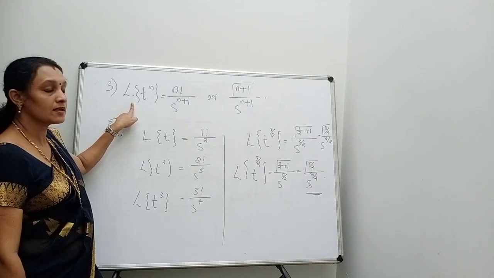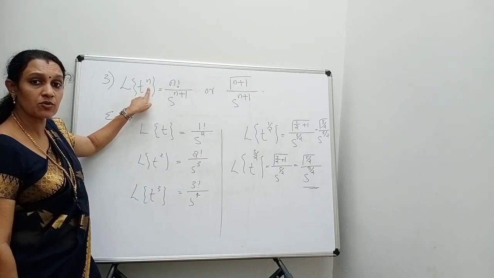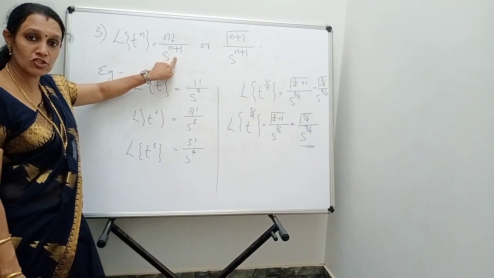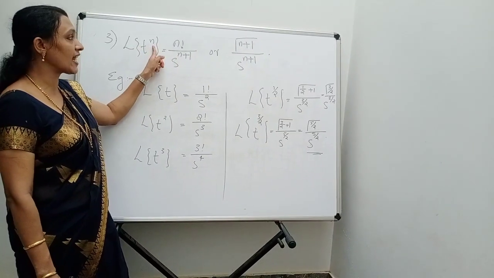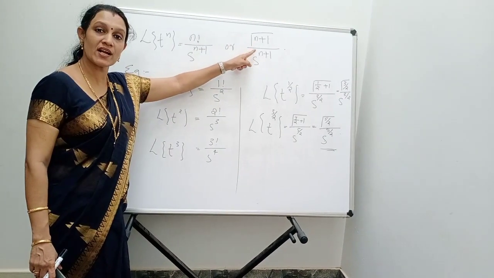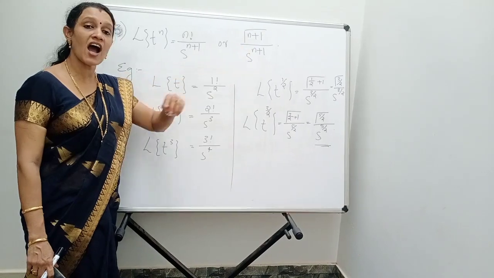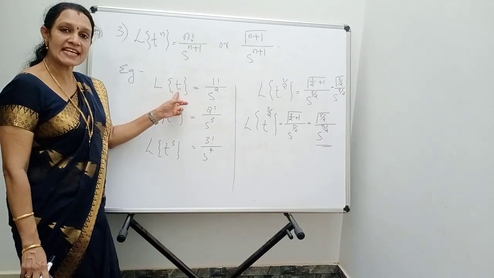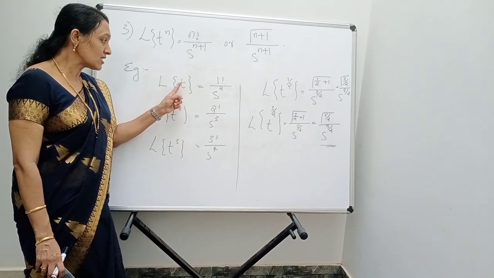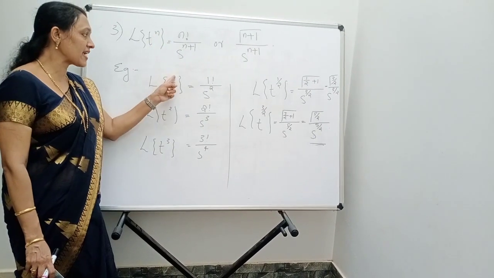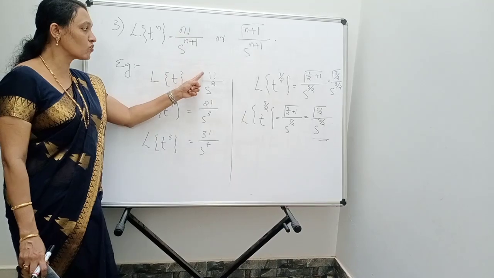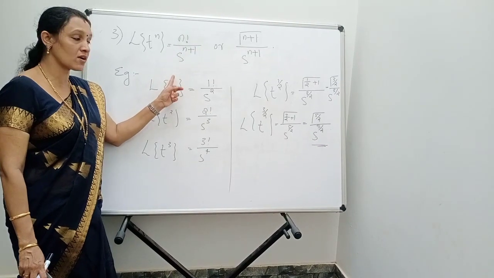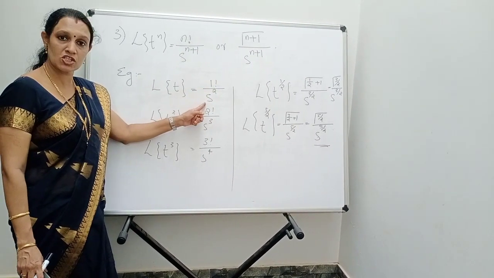So we have the equation L of t raised to n is equal to n factorial by s raised to n plus 1, applicable when n is a natural number, or you can write L of t raised to n is equal to gamma n plus 1 by s raised to n plus 1 for all the other positive values of n. Now let us take one example. What is L of t? It is t raised to 1, so in the place of n we have 1. By the definition it is 1 factorial divided by s raised to n plus 1. n is 1, so 1 plus 1 is 2. So 1 by s square.